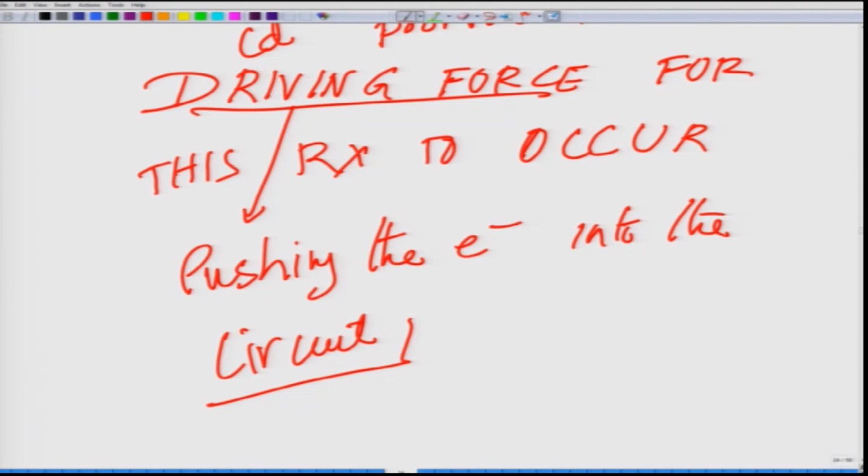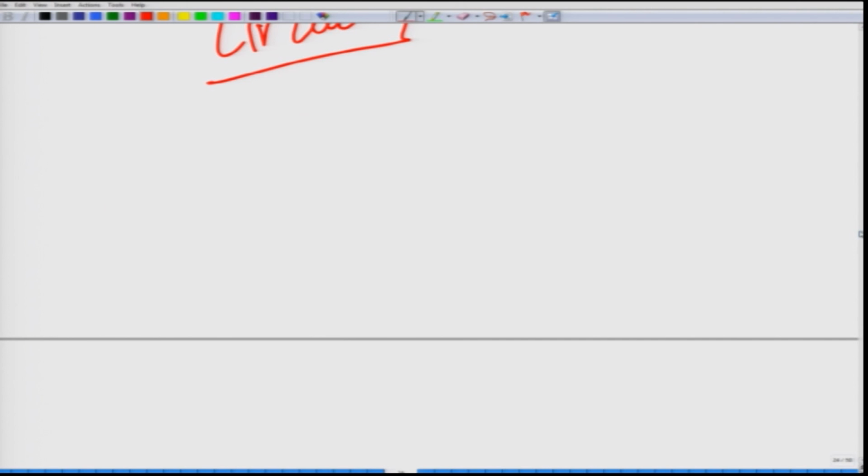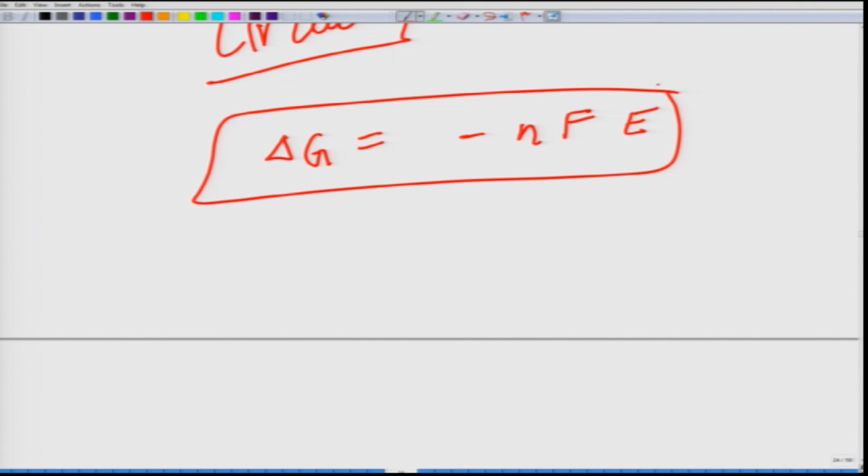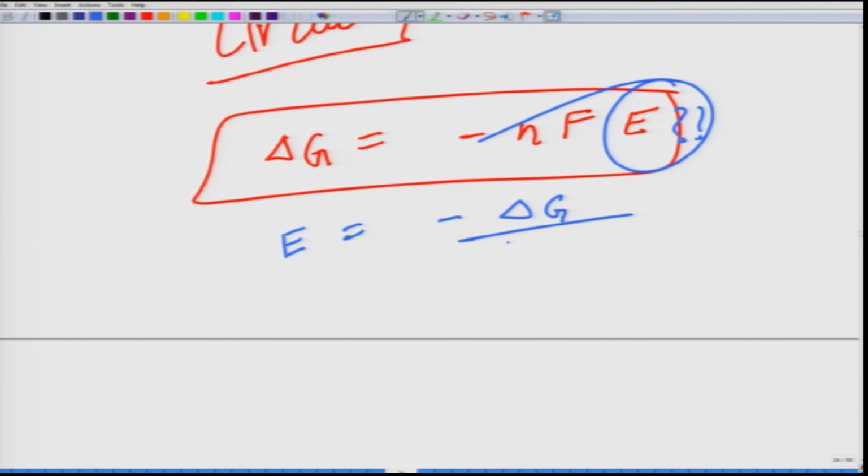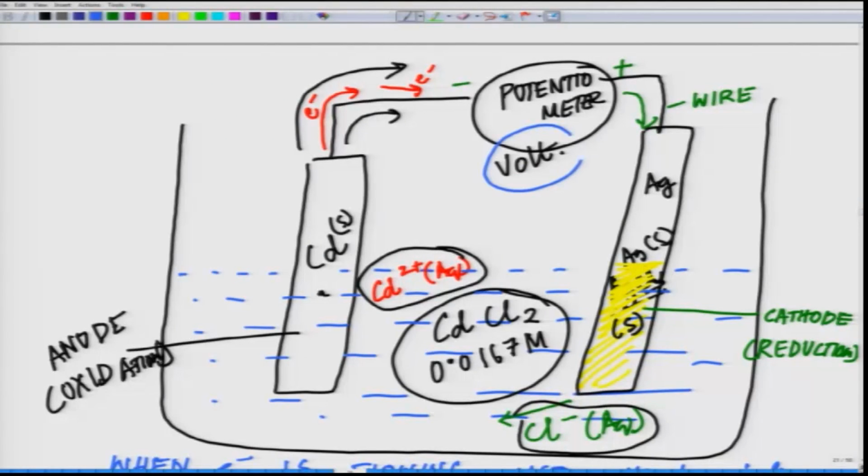Now, if you remember the formula I taught you earlier, could you calculate the voltage? The formula was delta G is equal to minus nFE, where E is the voltage. So what we have to figure out is the E. E is your unknown parameter. So E is equal to minus delta G upon nF. Now, if I plug in the values, you will see what the voltage is.